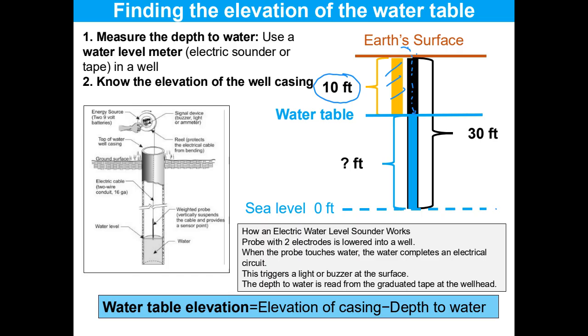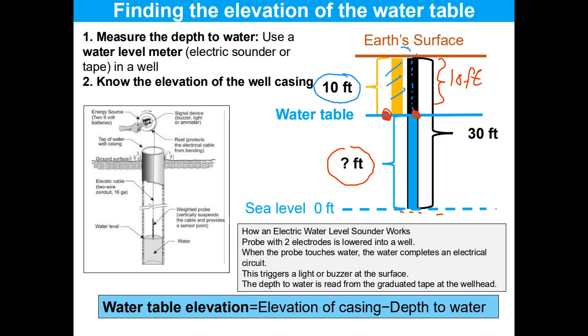Let me use another color here. The elevation of this point, for example, is how high this point is above sea level. So I'm looking for this number right here, from here to here, this elevation. So I have the depth of the well, which is 10 feet, determined by this electric water level sounder. So I get my 10 here.